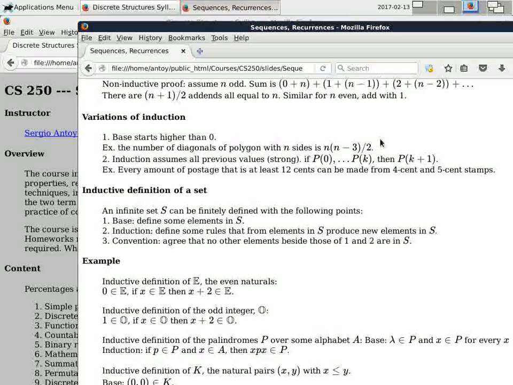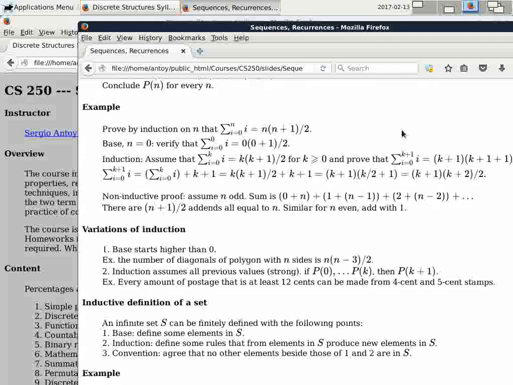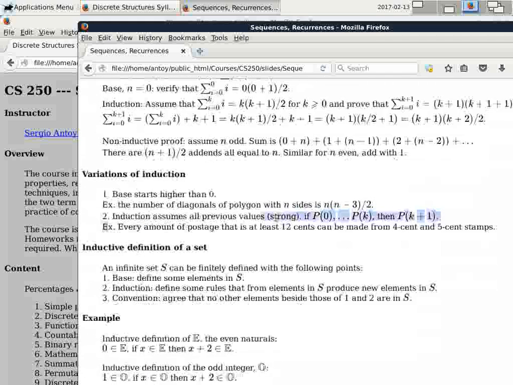The other variation is that instead of assuming for k and proving it for k plus 1, you assume it for k and all the numbers that come before k. All of them, up to k. And then you prove it for the next. Here, we show an example where both are appropriate. I think it's down here. This is the one that I was referring to.